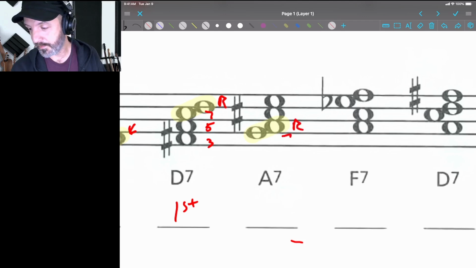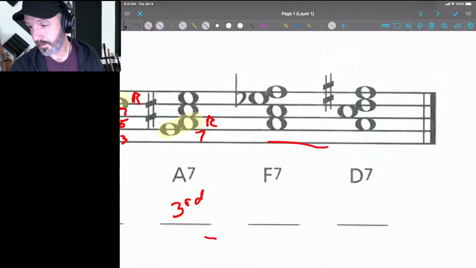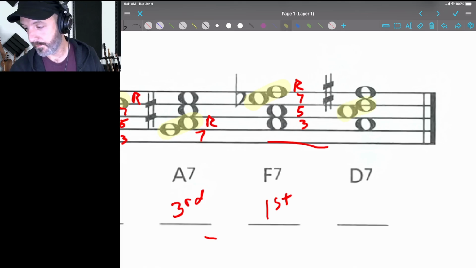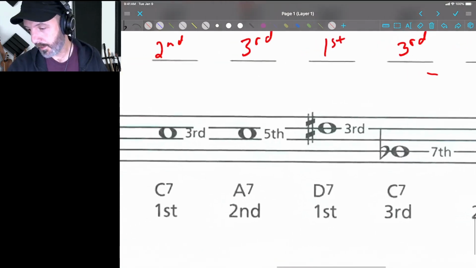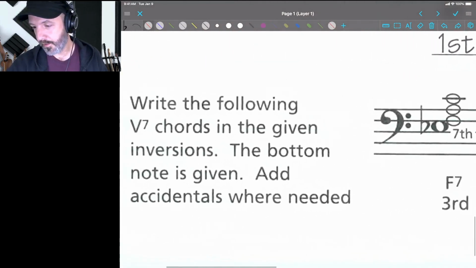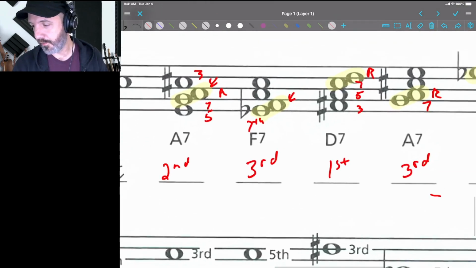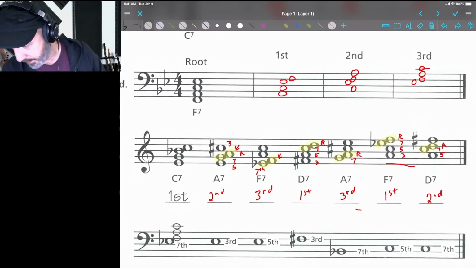So this is the root, 7th. That's third inversion, 7th is the lowest note. We found our second. So if I go root, 7th, 5th, 3rd, 3rd is the lowest note. Root, 7th, 5th. 5th is the lowest note, so that is going to be second inversion. Cool. Let me just double check. I know I'm moving fast, and when I move fast, I make mistakes. Yes, second inversion, third inversion, first. Yep, we're good.